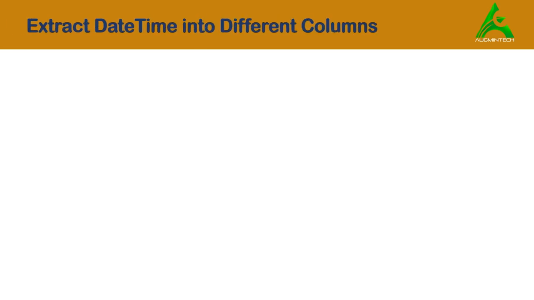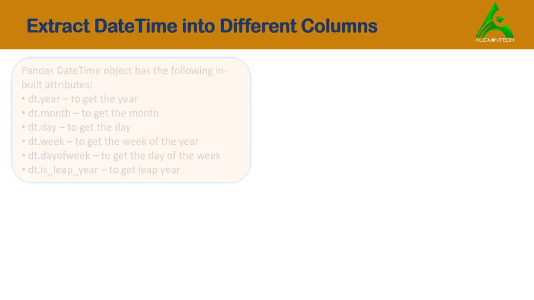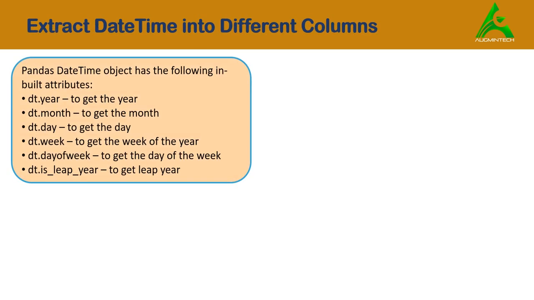Now let's see how to extract datetime into different columns. The pandas datetime object has the following built-in attributes. dt.year is used to get the year, dt.month is used to get the month, dt.day is used to get the day, dt.week is to get the week of the year, then dt.dayofweek to get the day of the week, and lastly, dt.is_leap_year is to get the leap year.